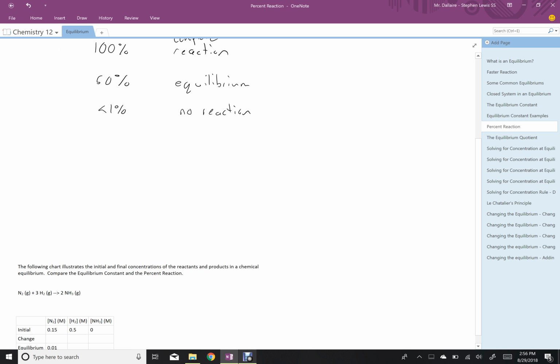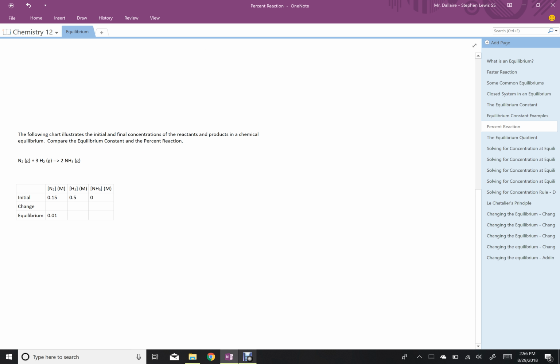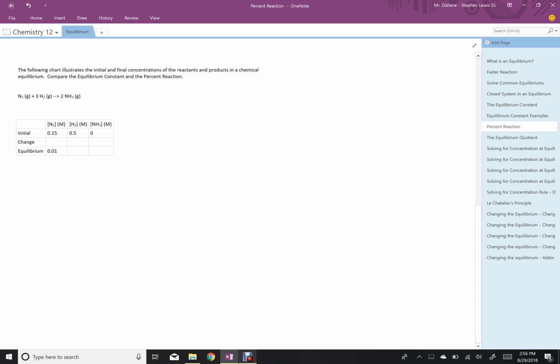So let's look at some equilibrium situation here, and let's compare the K value to the percent reaction and see if we can understand how the two things work together. We have nitrogen gas reacting with hydrogen gas to form ammonia. Here, if this decreases by a factor of x, this is going to decrease by a factor of 3x because of the 1 to 3 ratio in their moles, and we're going to produce 2x of this. Since we start with 0 of this, we know the reaction is going to tend in this direction because it has to produce something of that.